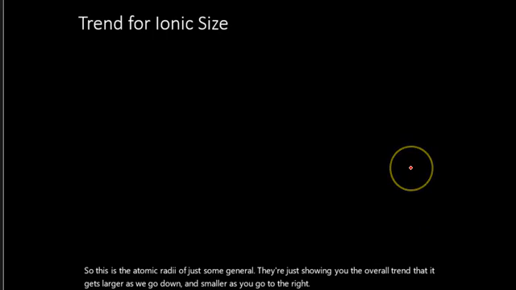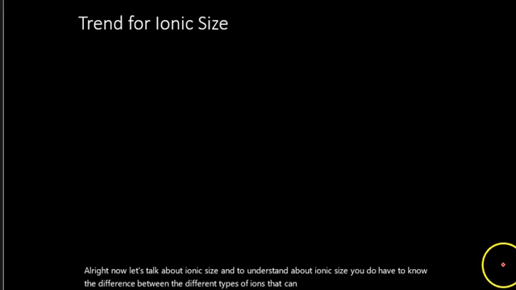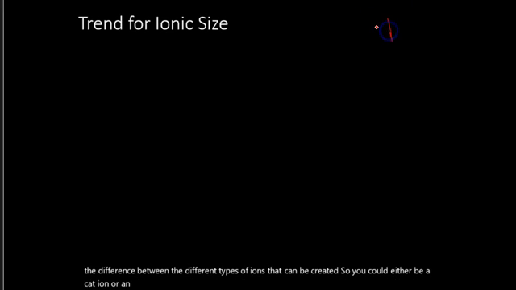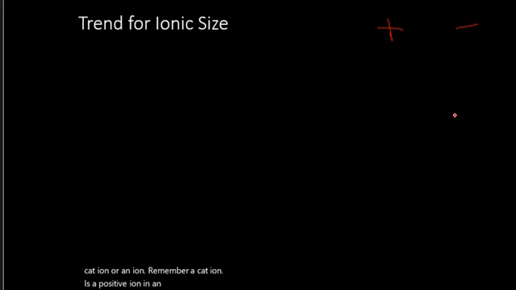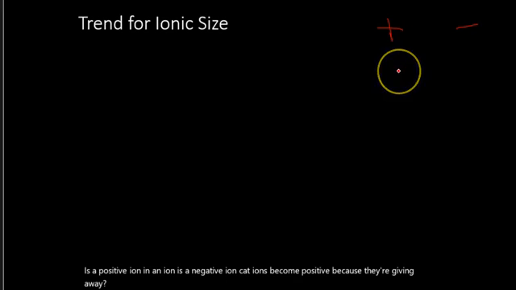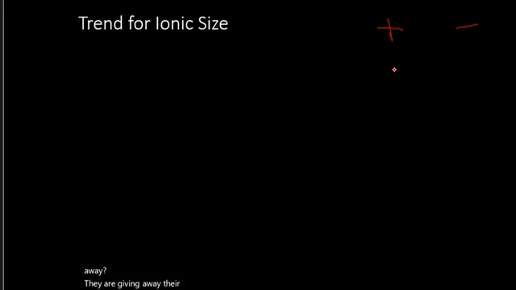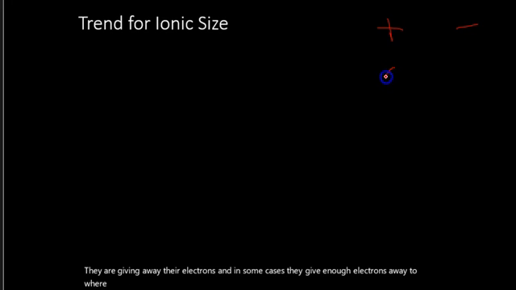All right, now let's talk about ionic size. To understand ionic size, you do have to know the difference between the different types of ions that can be created. You could either be a cation or an anion. Remember, a cation is a positive ion, and an anion is a negative ion. Cations become positive because they're giving away their electrons. In some cases, they give enough electrons away that they don't actually have the whole outermost energy level.